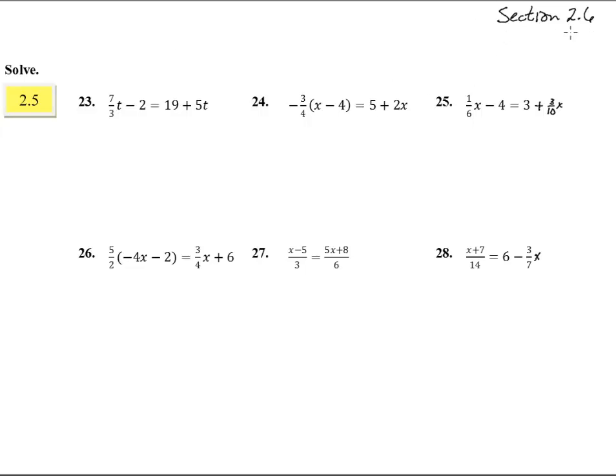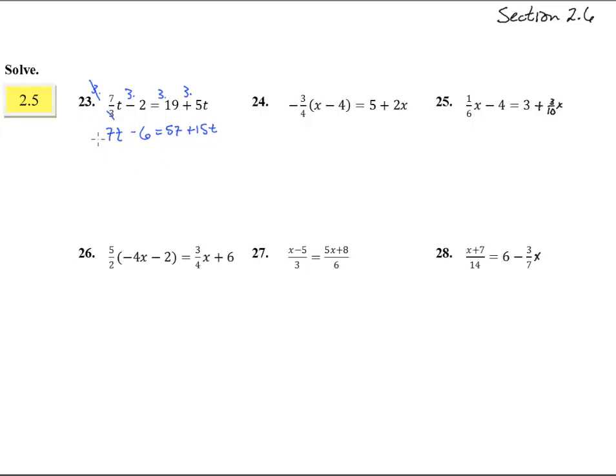Here we are in section 2.6 with problems number 23 through number 28. Alrighty, here it looks like we've got some fractions we could get rid of. This is over 1, over 1, over 1, and so this number 3, that's our common denominator. So if we times everything by 3, it will work. Gone. So we get 7t minus 6 equals, that's 57 plus 15t.